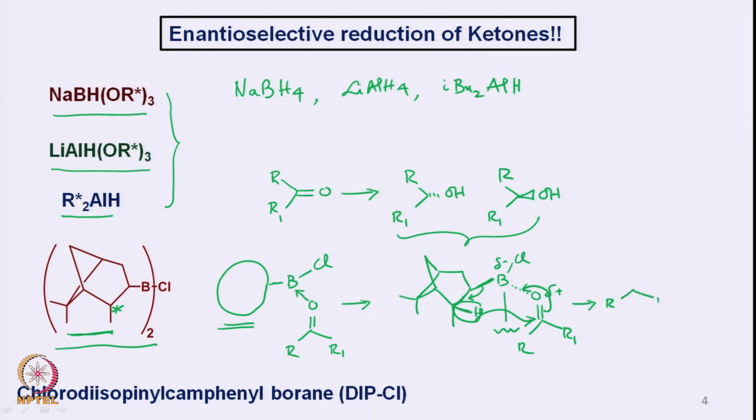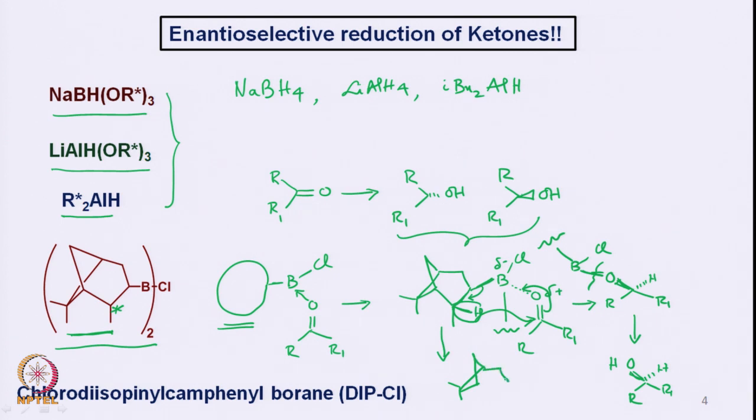So you have R1 and of course the hydrogen, whichever way the hydrogen has to go, say assume hydrogen comes in this way, so then boron would be attached to the oxygen, and we have this particular part attached here. So once then of course we hydrolyze it under basic conditions or under acidic conditions, and then we get the corresponding chiral alcohol.